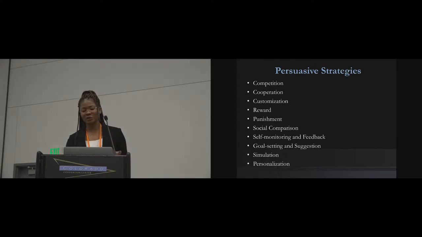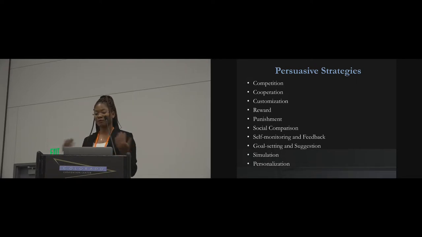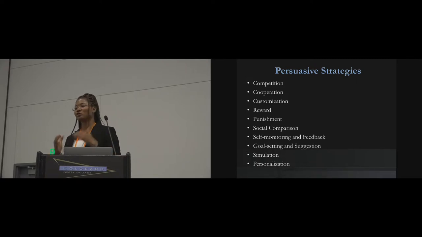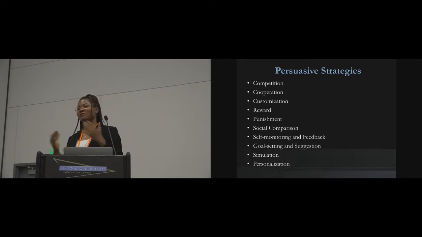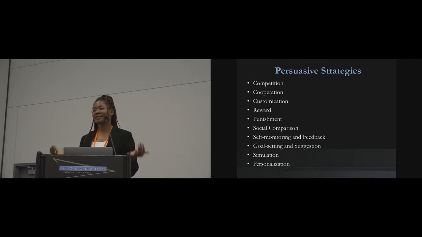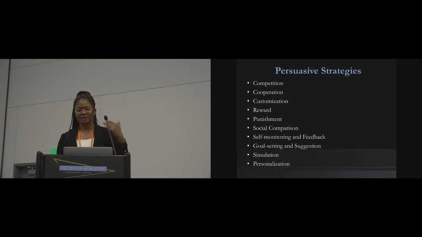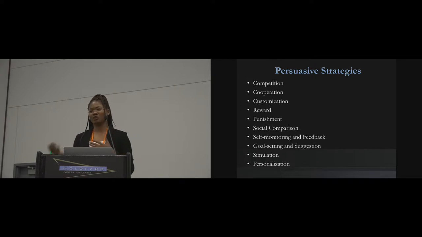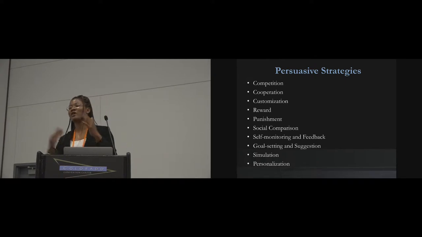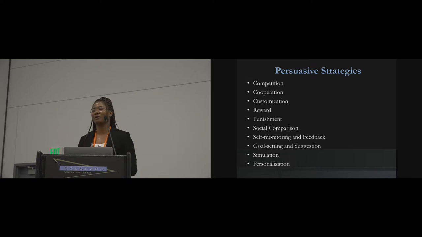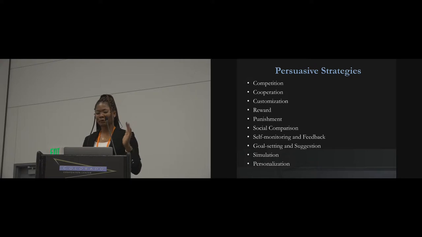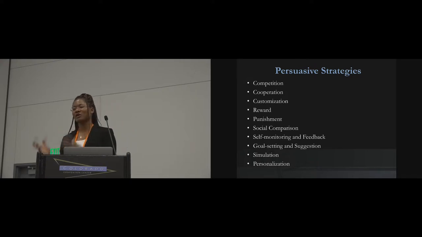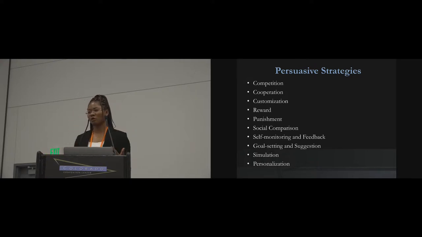The competition strategy allows people to compete to perform the behavior. Cooperation allows people to work together, that is, collaborate, to motivate them to perform the behavior. Reward offers virtual rewards such as points and badges to motivate them. Punishment is the opposite of reward. Simulation shows the cause and effect linkage of an individual's behavior and shows the projected outcome of the behavior. Personalization provides system-controlled tailored content, and that is different from customization, which provides user-controlled tailored content.